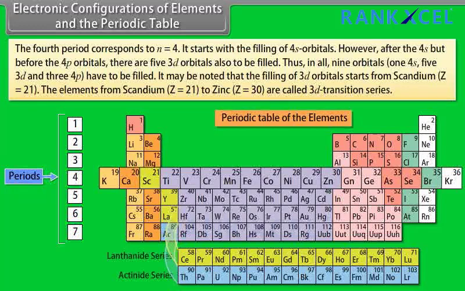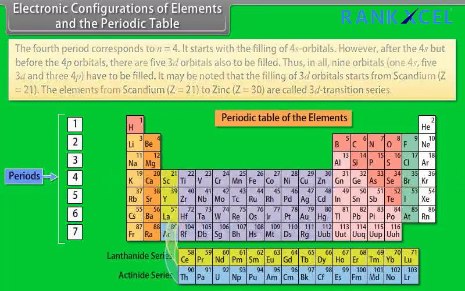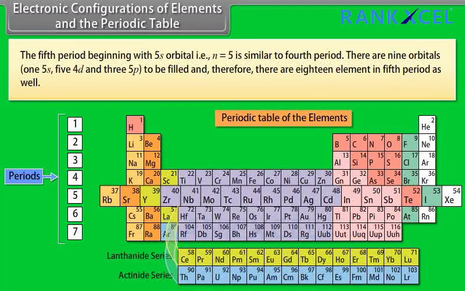However, after the 4s but before the 4p orbitals, there are 5 3d orbitals also to be filled. Thus, in all, 9 orbitals, one 4s, five 3d and three 4p have to be filled. It may be noted that the filling of 3d orbitals starts from scandium, atomic number equals 21. The elements from scandium, atomic number 21, to zinc, atomic number 30, are called 3d transition series.